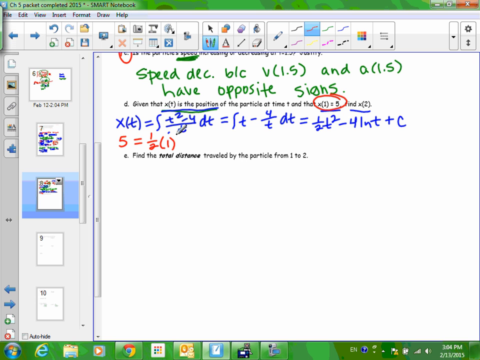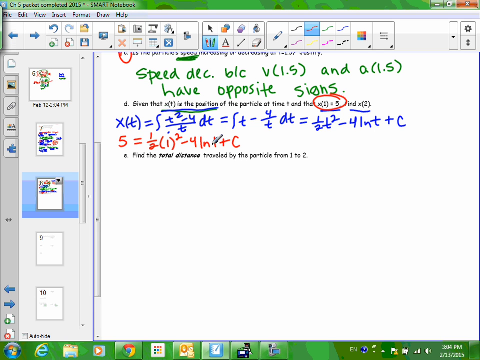So 5 equals 1/2 times 1 squared minus 4 times natural log of 1 plus c. You could do this in your calculator. You could put this in the solve feature. You guys know that. But this one really isn't that hard to do by hand either.